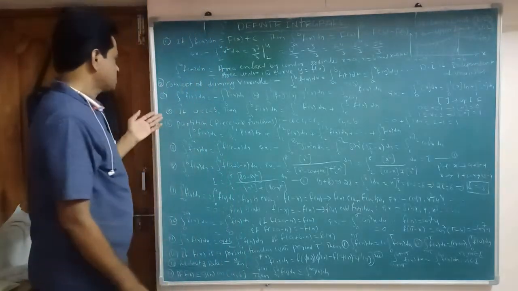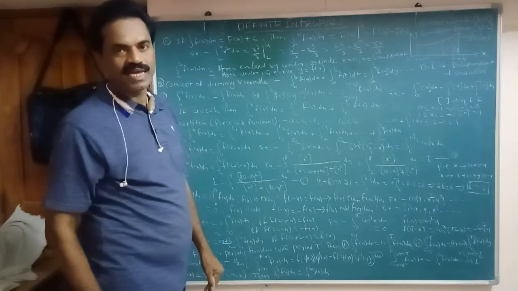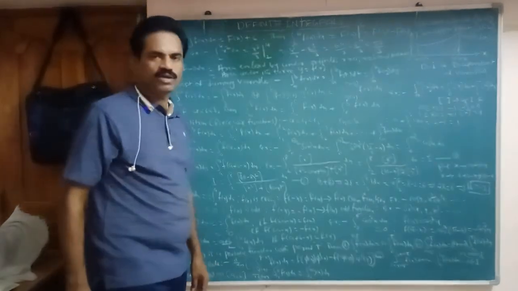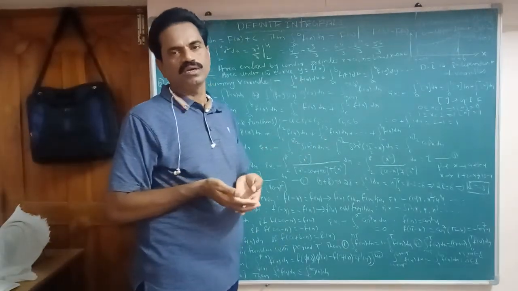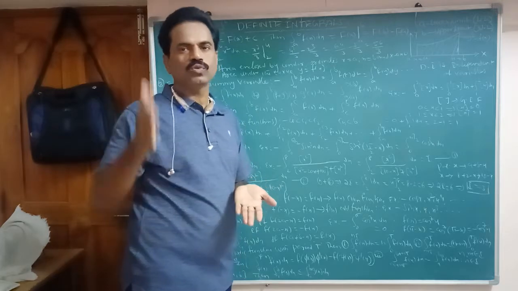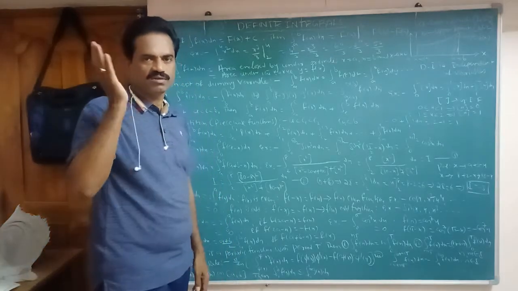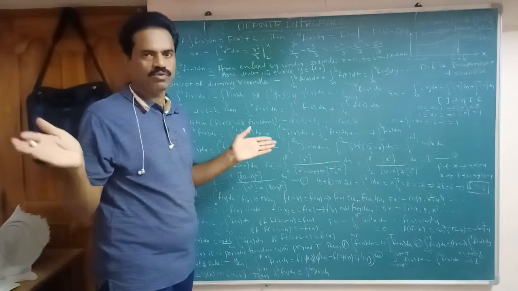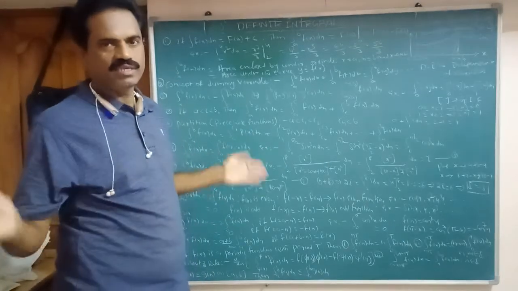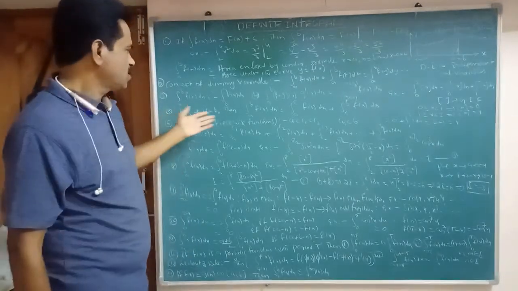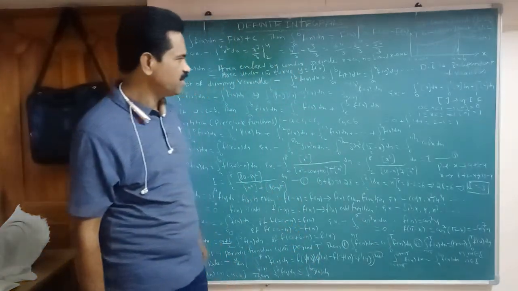Next one. Suppose c lies between a and b. Then integral a to b f of x dx equals, suppose 1 to 3 is there, and in between 2 is there, so we can write 1 to 2 plus 2 to 3. This is a partition. In between, we can divide into 2 parts; if 2 points are there, we can divide into 3 parts, like this. If c n points are there, we can divide into that many parts. Then integral a to b f of x dx equals a to c f of x dx plus c to b f of x dx.